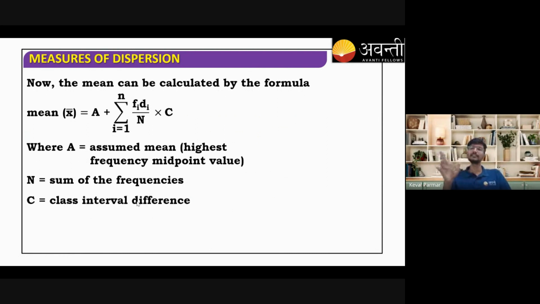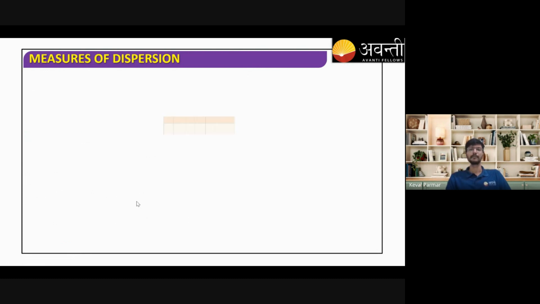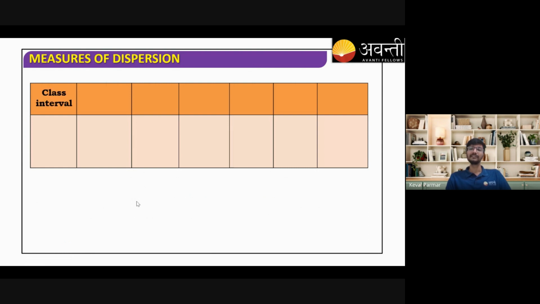That means if a class is from 11 to 20, what is the difference between the upper value and lower value? 9. 20 minus 11. Correct? So let's see class interval. Here we just need to add one column for the assumed mean. The frequency will be the given data in the question, that is class interval and frequency. Midpoint, we'll find out the midpoint of each class interval. We'll calculate di. Now what is di? Di is xi minus a upon c.